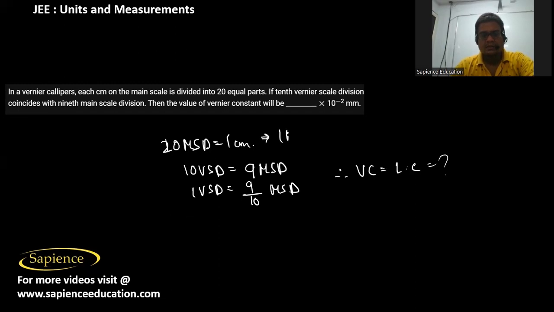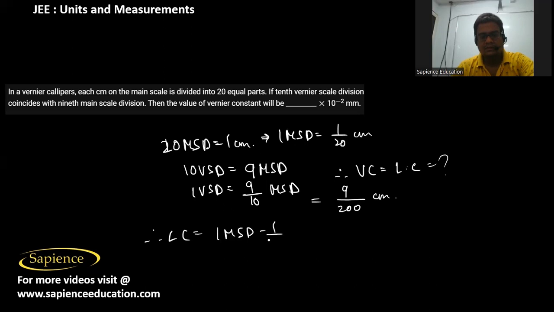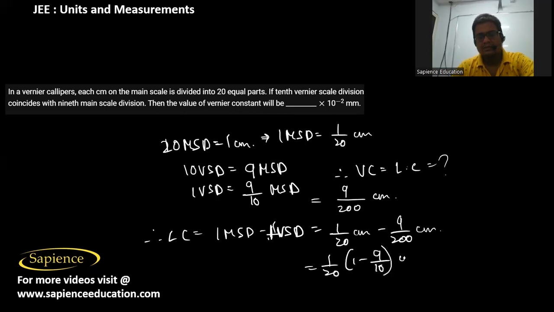So 1 main scale division is equal to 1 by 20 centimeter. So therefore 1 vernier scale division is 9 by 200 centimeter, that is 9 by 10 into 1 by 20. So therefore the least count or the vernier constant will be equal to 1 main scale division minus 1 vernier scale division. So that will be equal to 1 by 20 centimeter minus 9 by 200 centimeter. So that will be 1 by 20 into 1 minus 9 by 10 centimeters. So that will be equal to 1 by 200 centimeters.